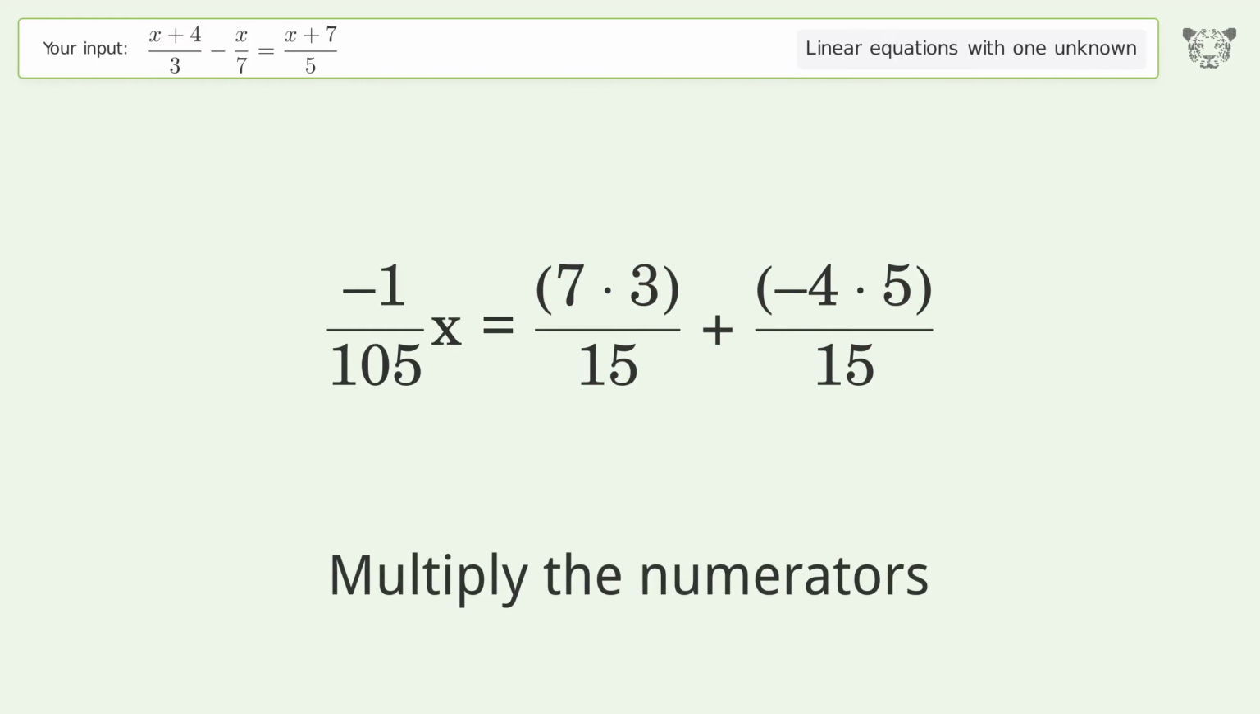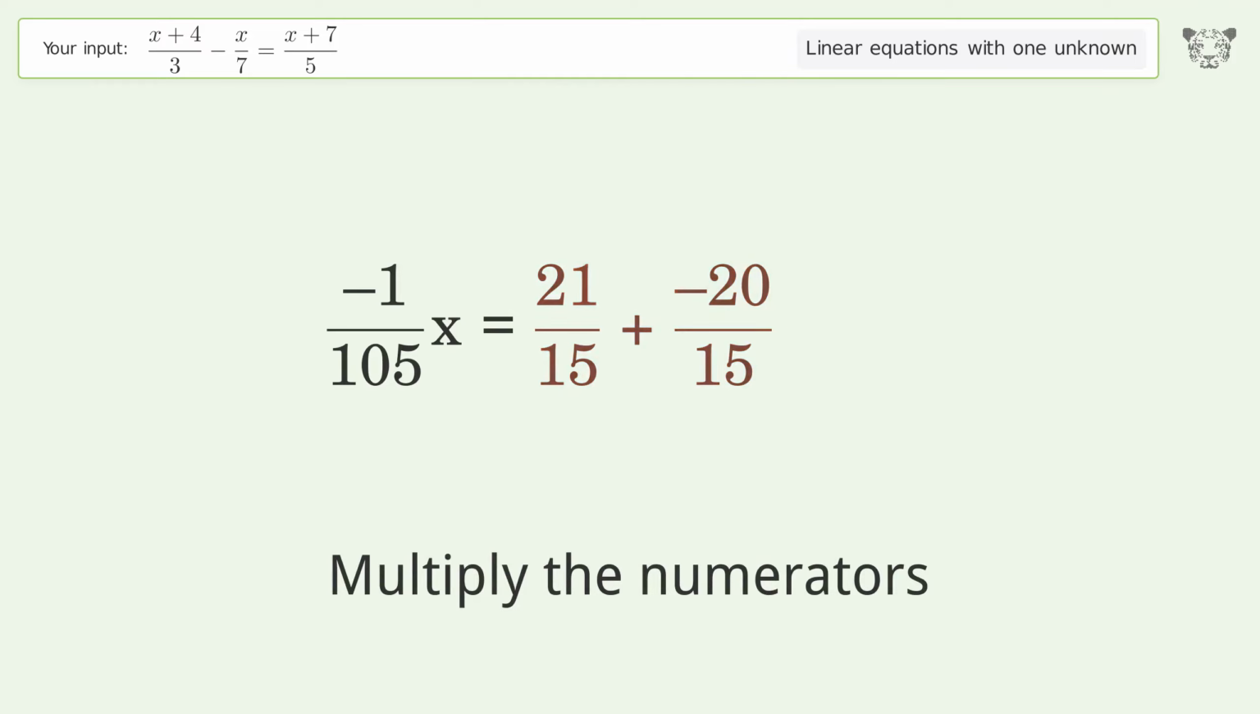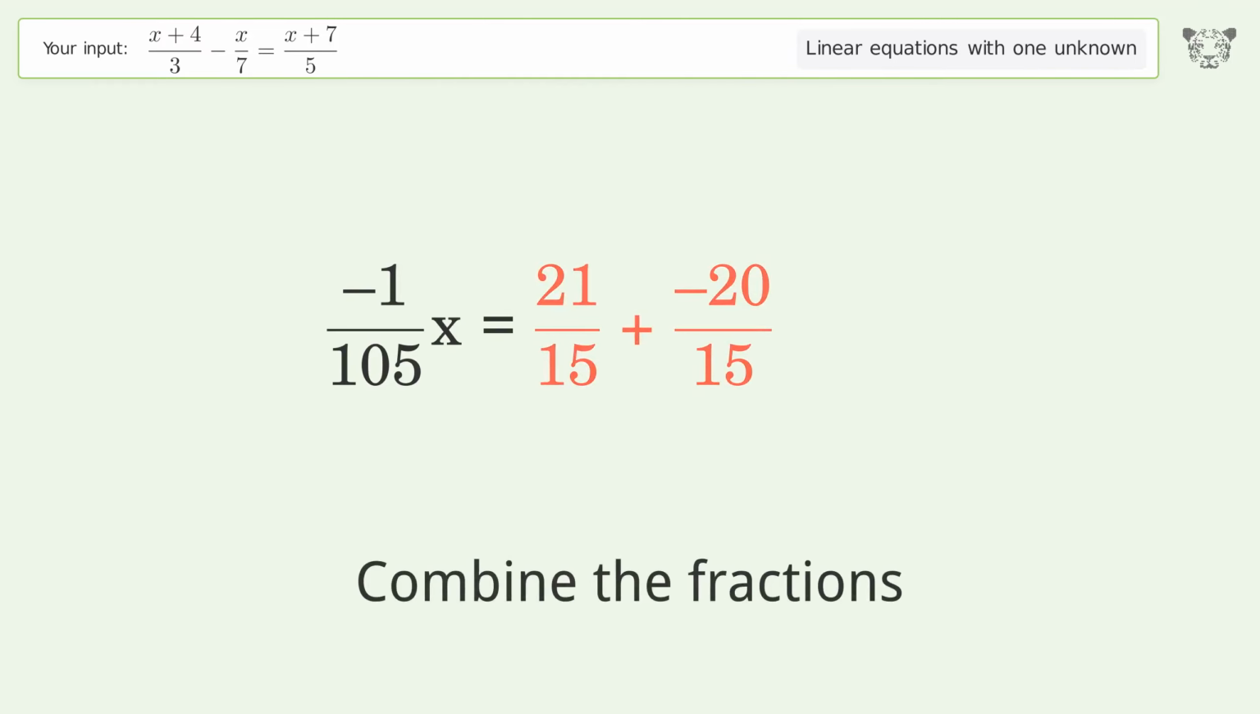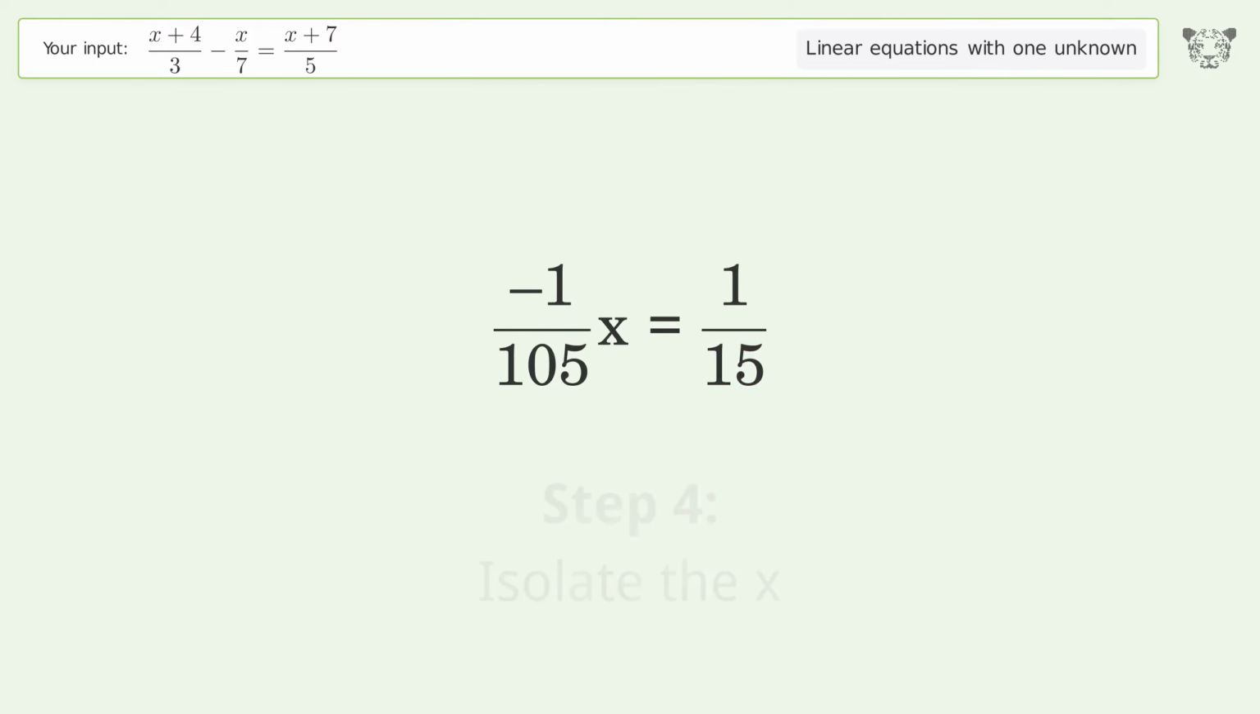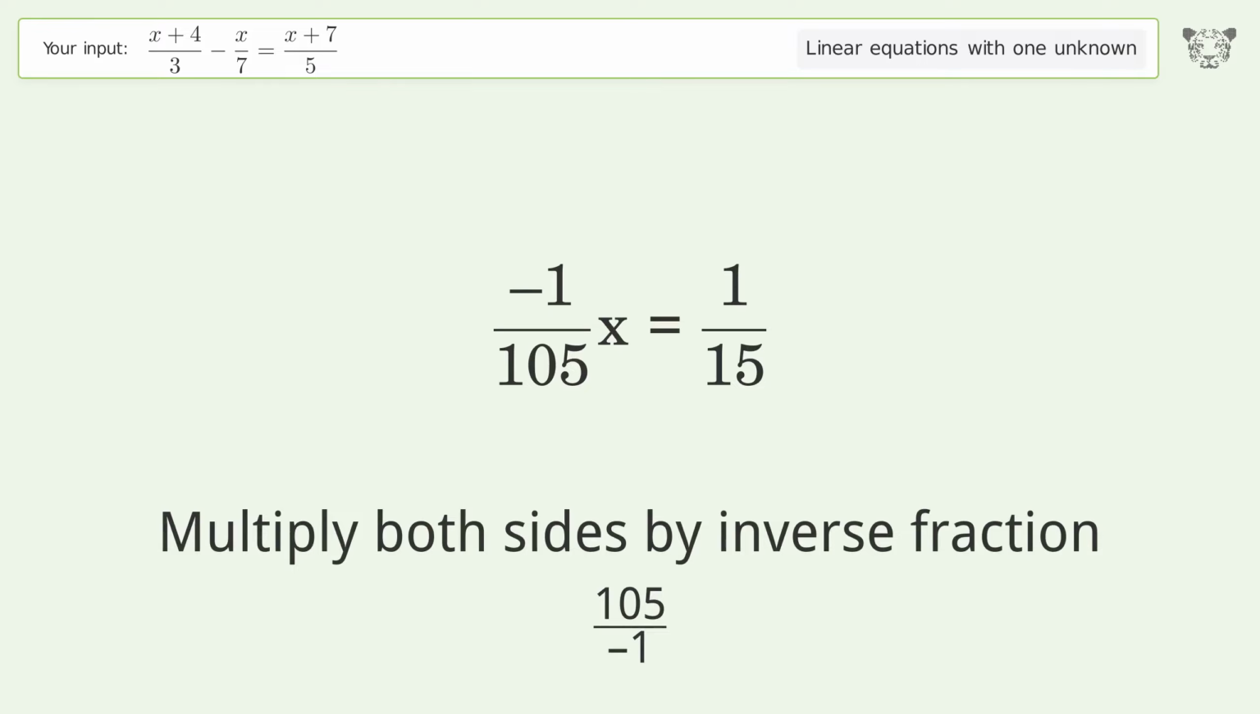Multiply the numerators. Combine the fractions. Combine the numerators. Isolate the x. Multiply both sides by inverse fraction 105/-1.